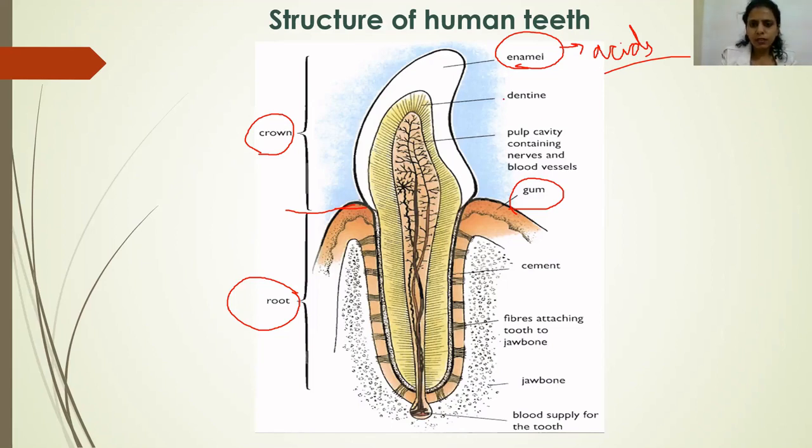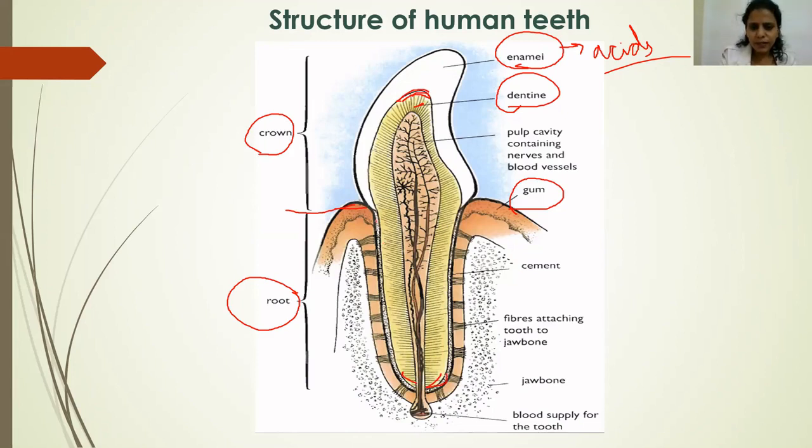Now, next to enamel, the second part of the tooth is dentine. This yellow colored portion you can see here in the picture is known as dentine. The dentine starts from the crown. So dentine is present in the crown, as well as in the root of the tooth.